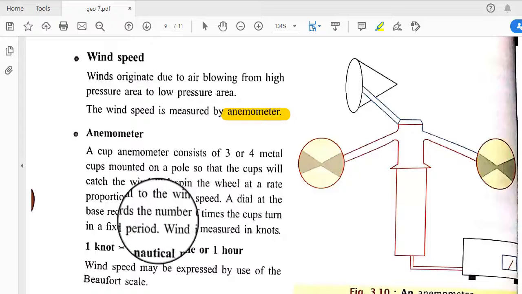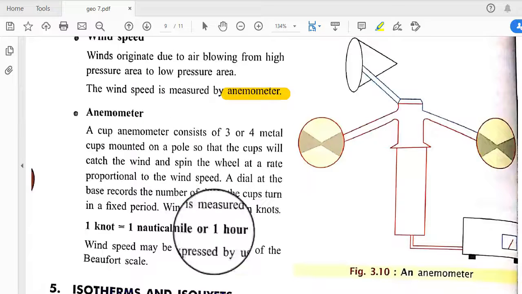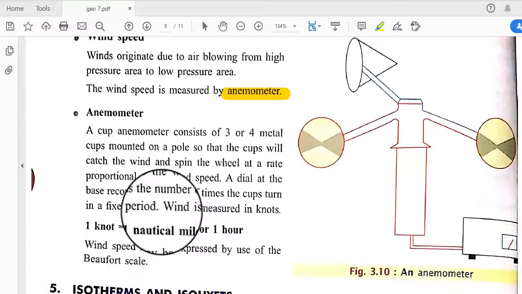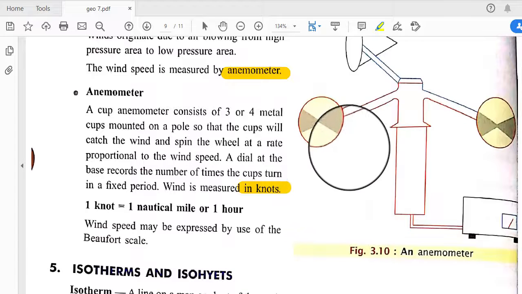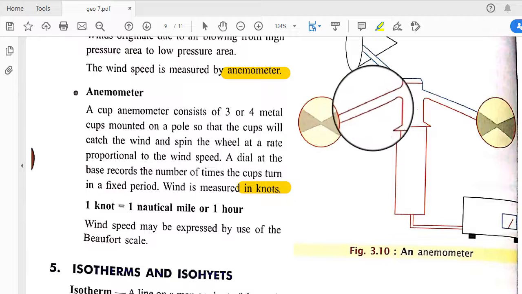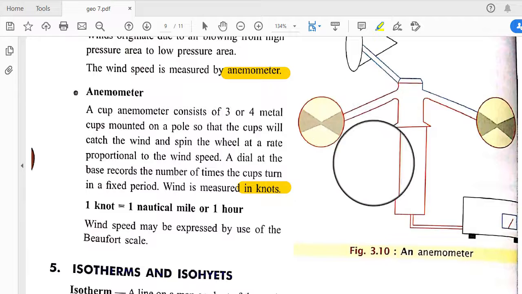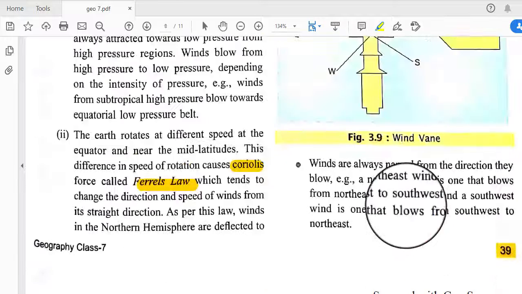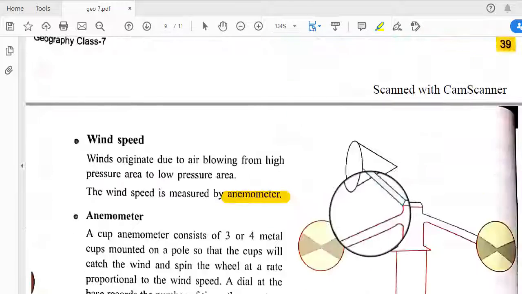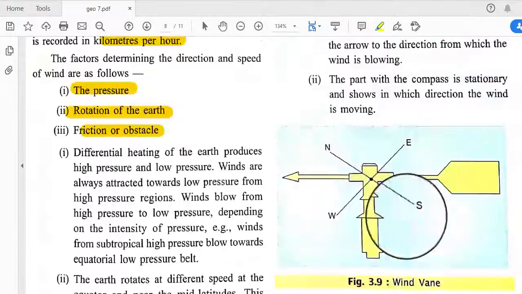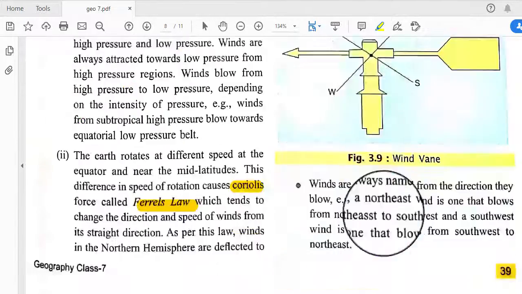A dial at the base records the number of times the cups turn in a fixed period, and wind is measured in knots. So with the unit knot we can easily measure the wind speed with the help of the anemometer. The anemometer is always fixed with the wind vane. These two are situated in the same position. So by these two instruments we can easily measure the wind direction and wind speed.